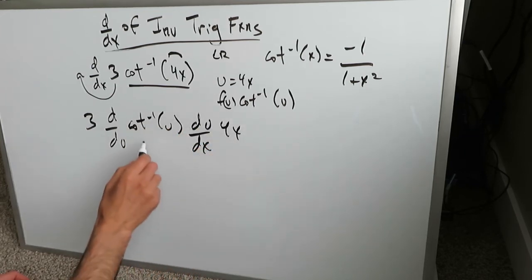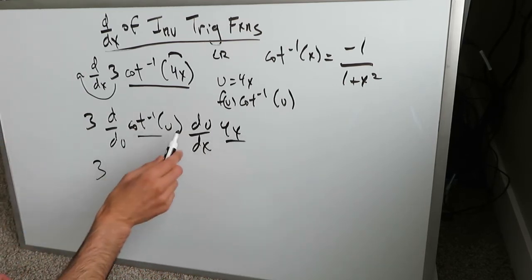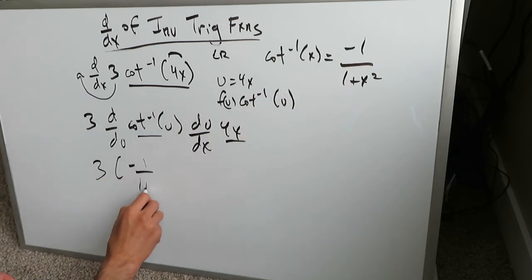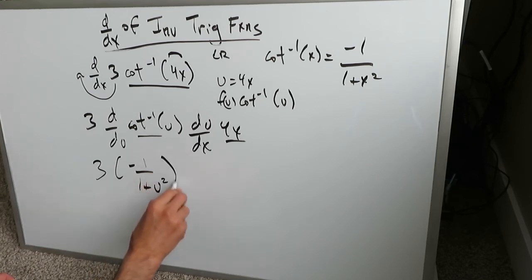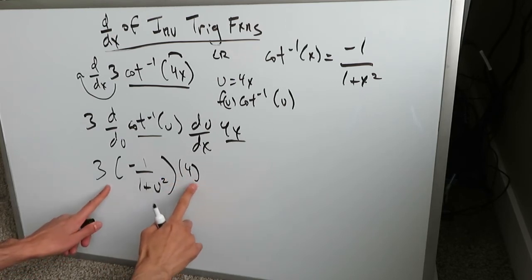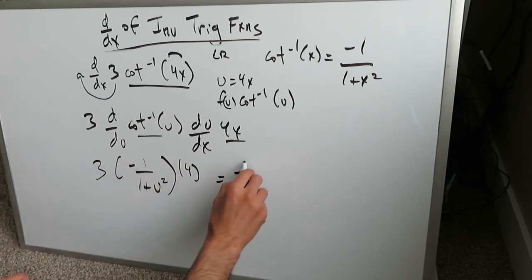Now we have to do the individual derivatives here and here, and bring everything together. 3 will multiply by the derivative of this, which is just minus 1 over 1 plus. Now don't make the mistake of putting in x squared over here. You have to put u squared, because we're right now looking at things in terms of u. The derivative of 4x is 4. You could essentially combine all of these coefficients, 4, minus 1 and 3, and you get a minus 12.